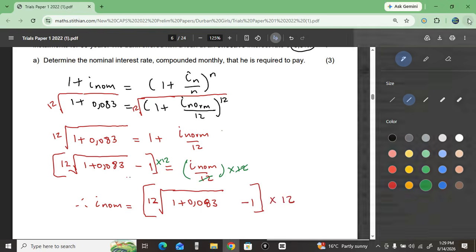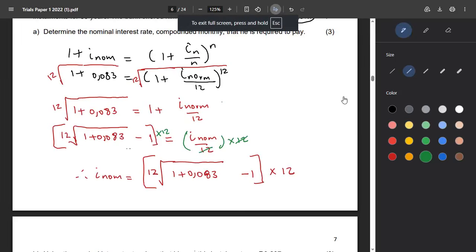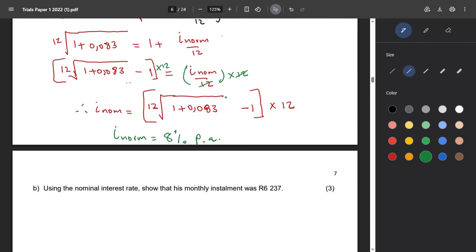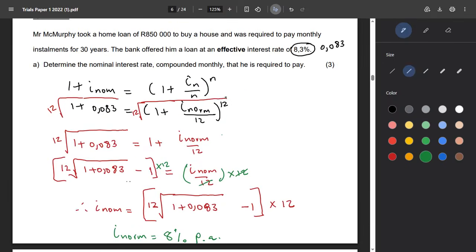I hope this makes sense. So the final answer for i-norm is just 8% per annum, compounded monthly. Thank you very much, guys. Let's move to the next question. I'm really enjoying this one. That was very easy, 3 marks.